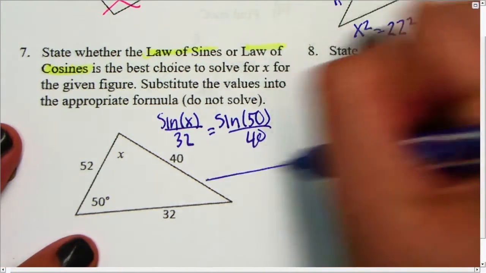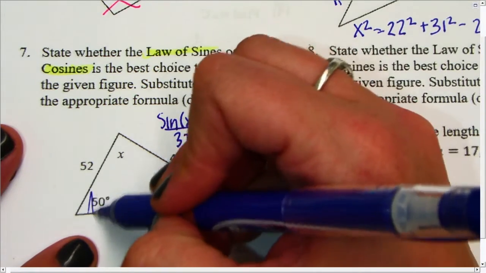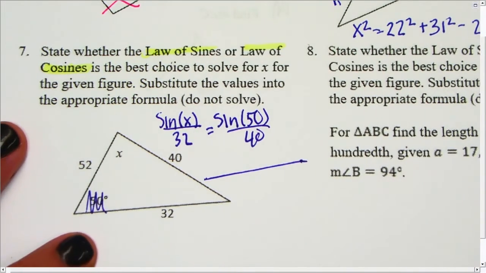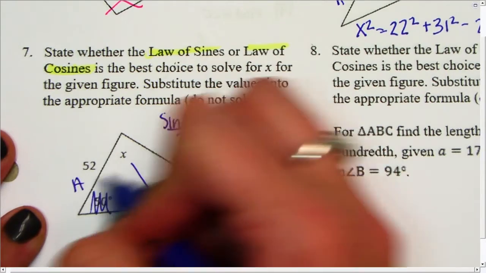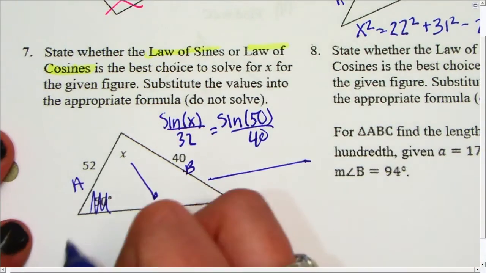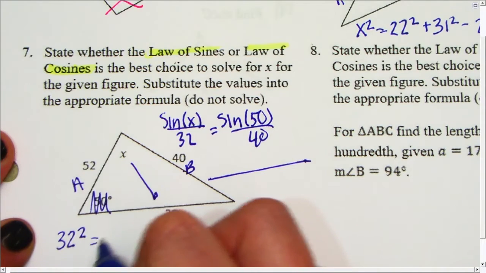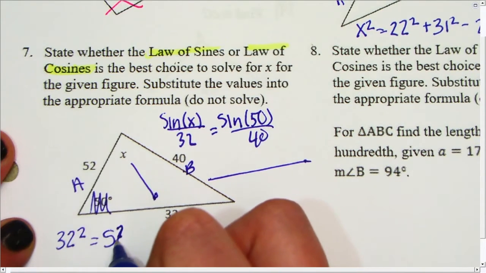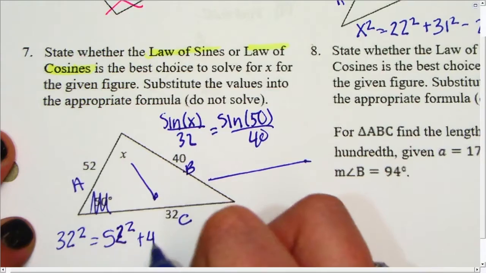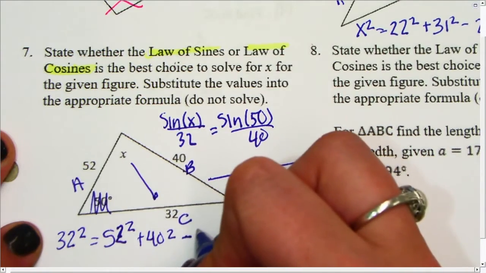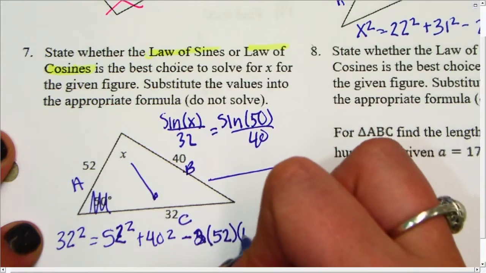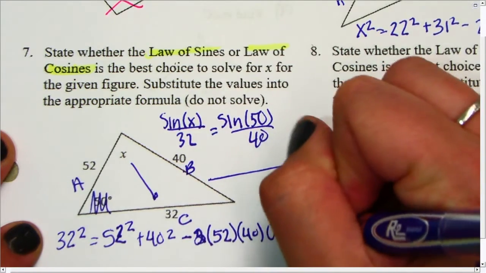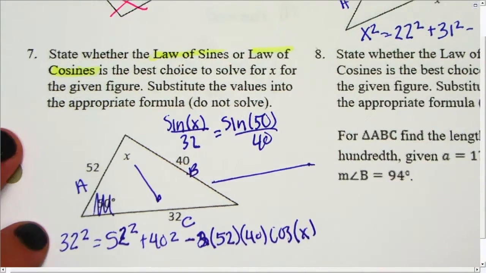Or if we're using the law of cosines, I would be ignoring this 50. Now it's a law of cosines problem. So this value here, this is c, arbitrary, I'm going to make those a and b. 32 squared equals 52 squared plus 40 squared minus 2 times 52 times 40 times cosine of x. Sorry, I don't know what is up with my handwriting today.